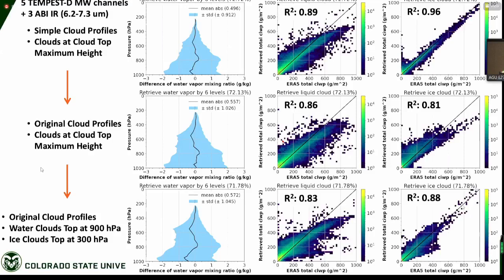As we expect, the retrieval error increases. For water vapor, it increased from about 0.5 to almost 0.6 gram per kilogram. The water cloud retrieval is about the same, although the R-squared still decreased from 0.89 to 0.83. And for ice cloud, it decreased from 0.96 to 0.88.